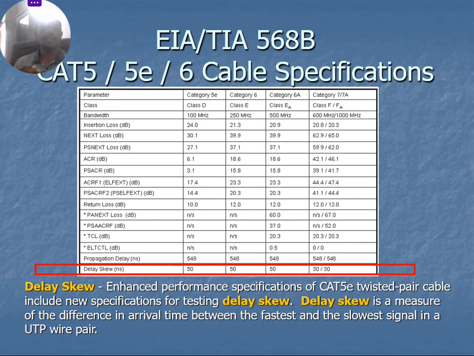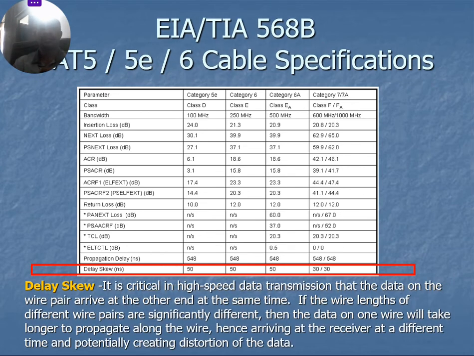Delay skew is just the measure of the difference in the arrival time between the fastest and the slowest signal in a UTP wire pair. You know, the wires are in pairs, so the difference in the arrival time between the fastest and the slowest is called the delay skew. Okay, now let's move on.